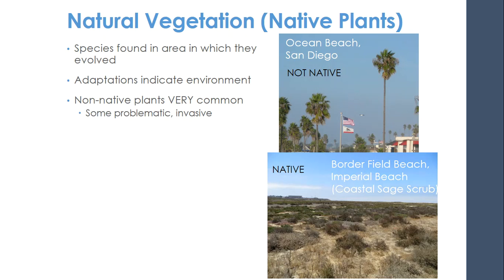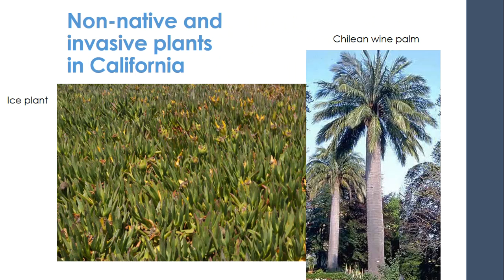Some non-native plants are problematic, and then they're called invasive. They're not automatically invasive, but an invasive species is basically a species of plant that comes in, chokes everything else out, and presents some type of problem for the ecosystem. So here's a picture of ice plant, which was actually planted by Caltrans in order to prevent erosion. It tends to choke everything out. It's really, really hard to pull out.